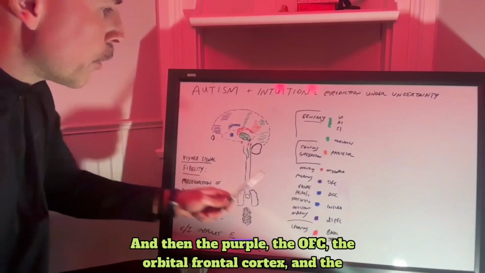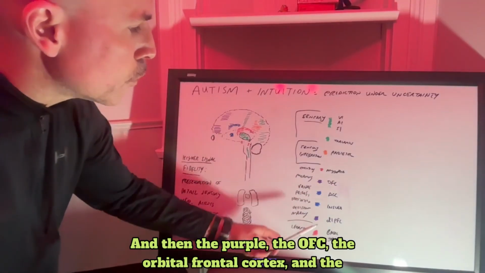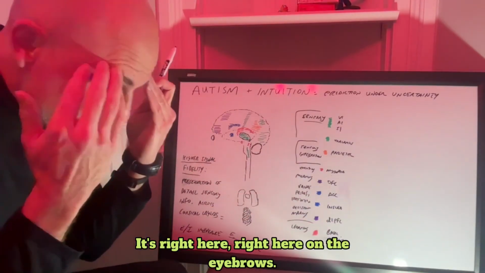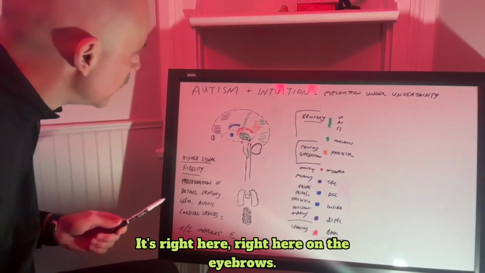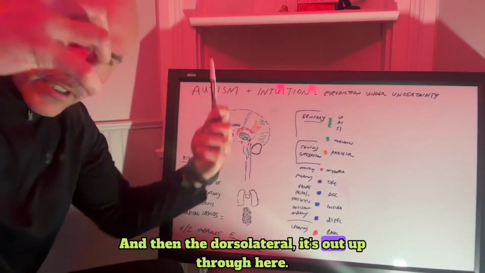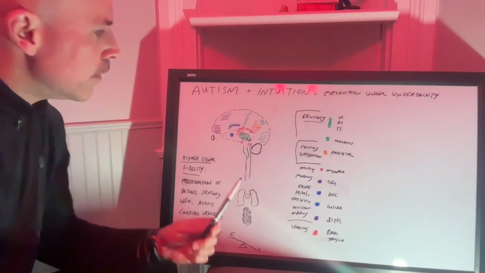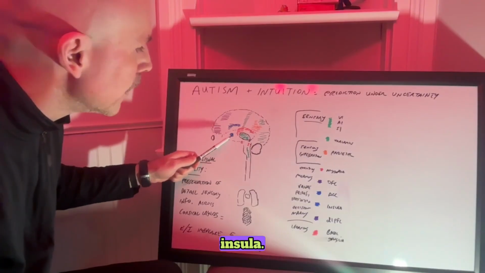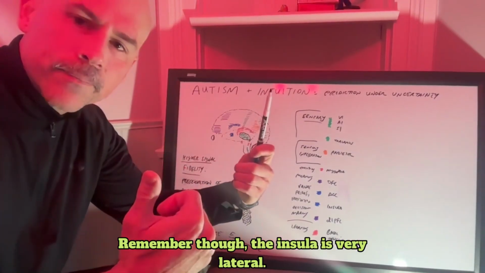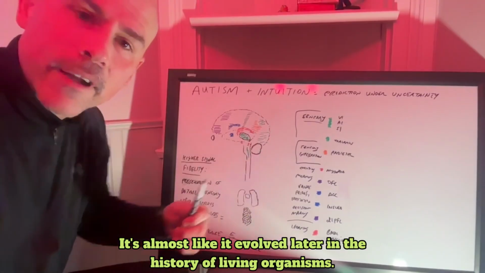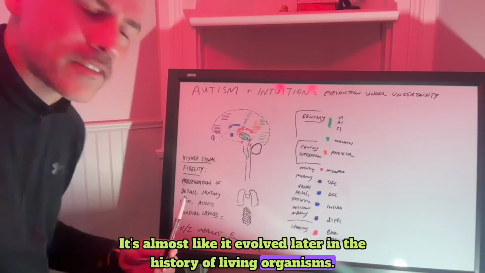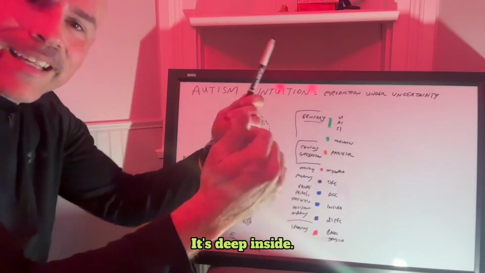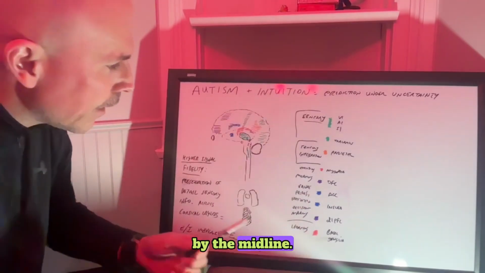And then the purple, the OFC, the orbital frontal cortex, and the dorsolateral prefrontal cortex. In purple here, it's right here on the eyebrows. And then the dorsolateral, it's out, up through here. And then the ACC and insula. ACC, the anterior cingulate cortex, and the insula. Remember though, the insula is very lateral. It's almost like it evolved later in the history of living organisms. But the ACC is medial. It's part of the medial prefrontal cortex. It's deep inside by the midline.